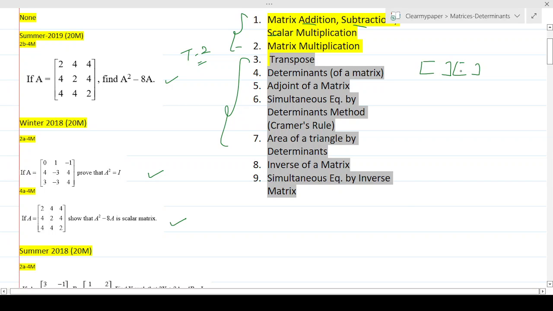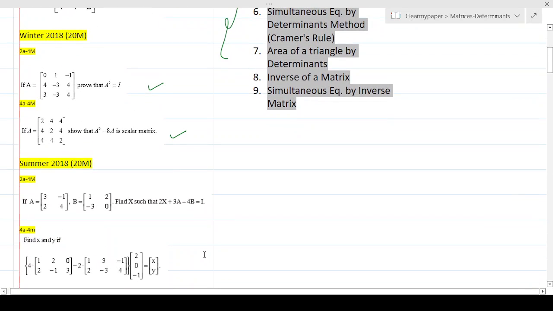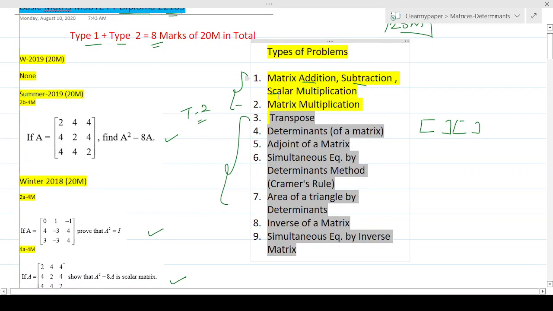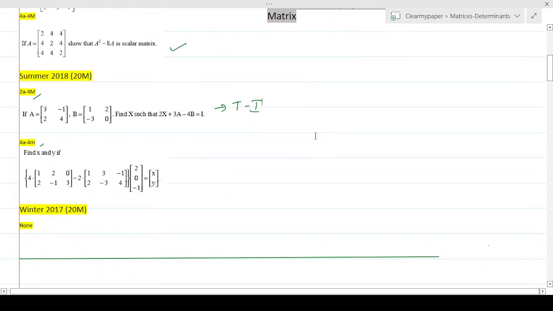In this video, the last 2 problems happened to be a part of summer 2018, and there's nothing in 2017 related to type 1 and type 2. So roughly the 8 marks for these 2 problems in summer 2018 are predominantly related to matrices. At least this one specifically is a type 1 problem, where we're talking about addition, subtraction, and some sort of scalar multiplication. And the next one is a combination, type 1 plus type 2. So we'll see both of them.